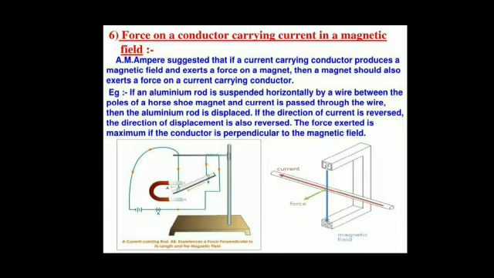For example, if an aluminium rod is suspended horizontally by a wire between the poles of a horseshoe magnet and current is passed through the wire, then the aluminium rod is displaced. If the direction of current is reversed, the direction of displacement is also reversed. So, we can say there is a direct relation between the direction of current and the direction of displacement. The force exerted is maximum if the conductor is perpendicular to the magnetic field.